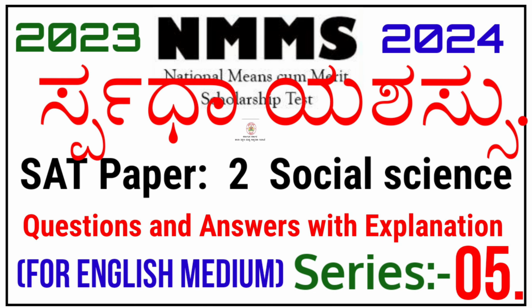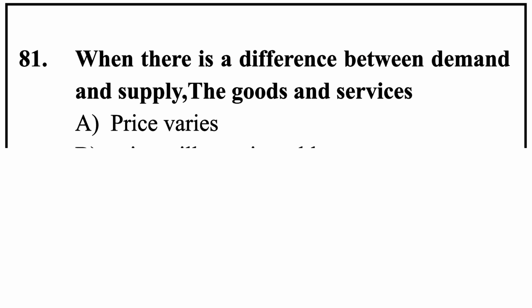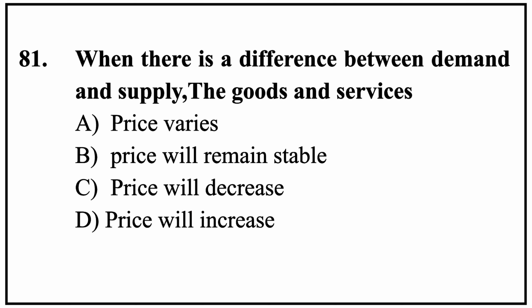NMMS 2023 Series 5th. 81. When there is a difference between demand and supply, the goods and services. Our options are A. Price varies. B. Price will remain stable. C. Price will decrease. D. Price will increase. It is a direct question. So our answer is A.